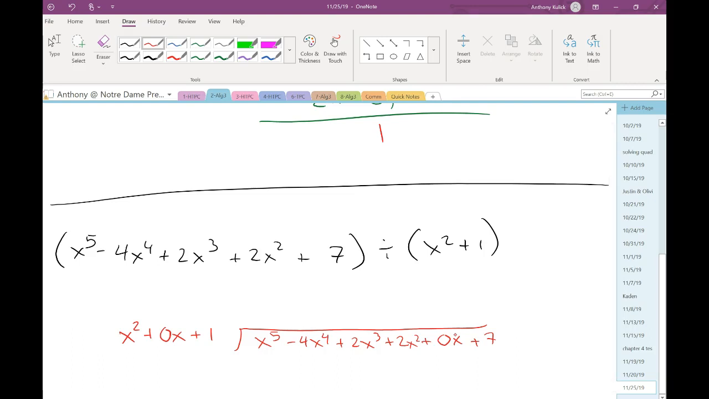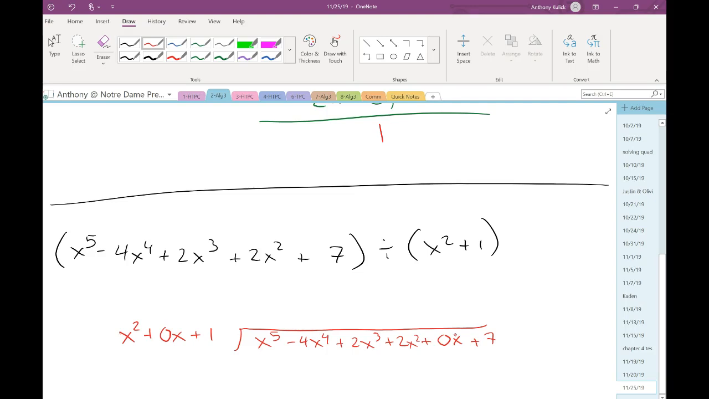Right, x to the firsts. Right, just the regular old x's. That's what we're missing in each of those. Exactly right. So we're going to include those zeros there because they're going to make sure that everything lines up with like terms when we do the subtracting down.